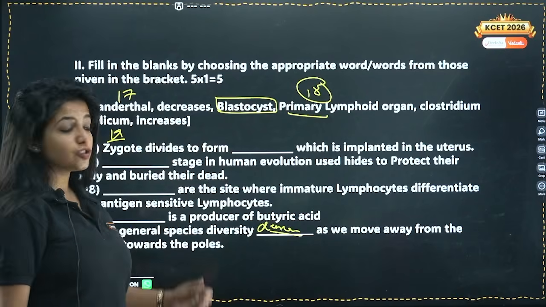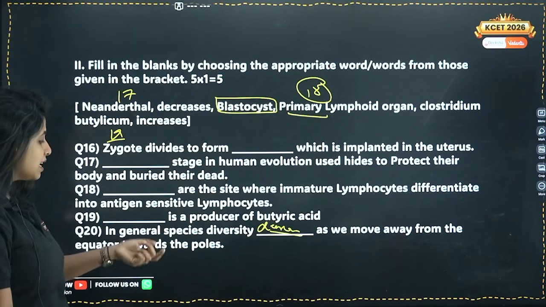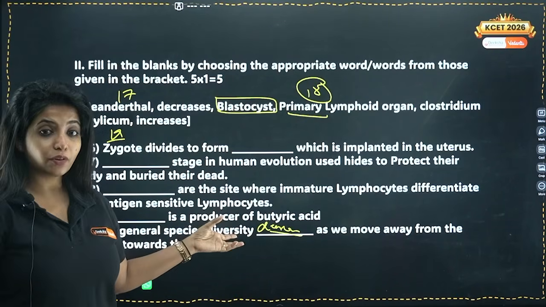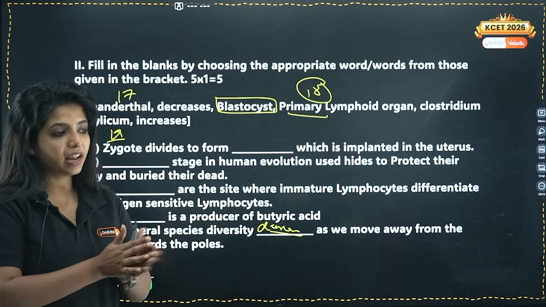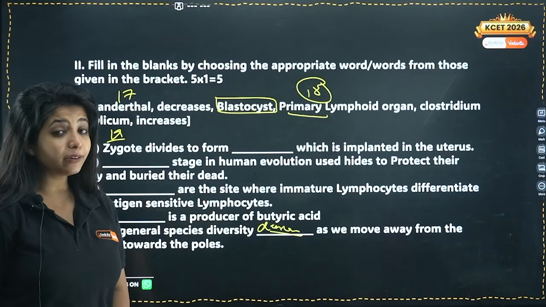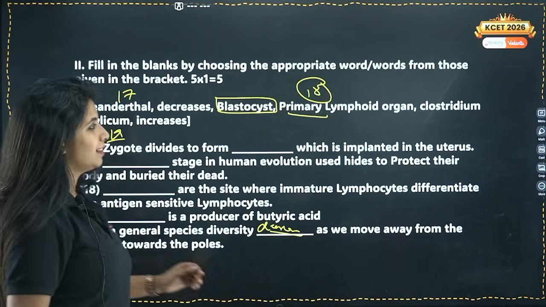But in this type of questions, please make sure you pay attention to details. Equator towards the poles is given over here. If you read it as poles towards the equator and then write decreases, basically what is going to happen? You're going to lose your marks, nothing else.